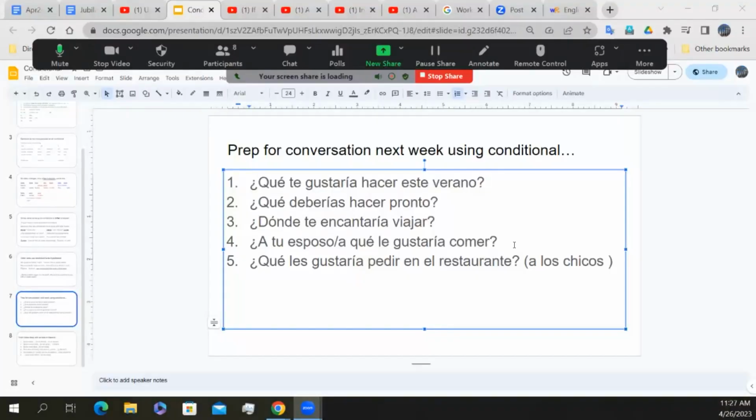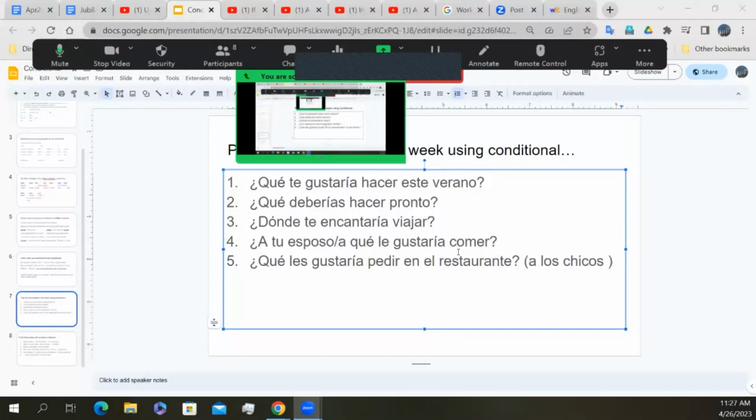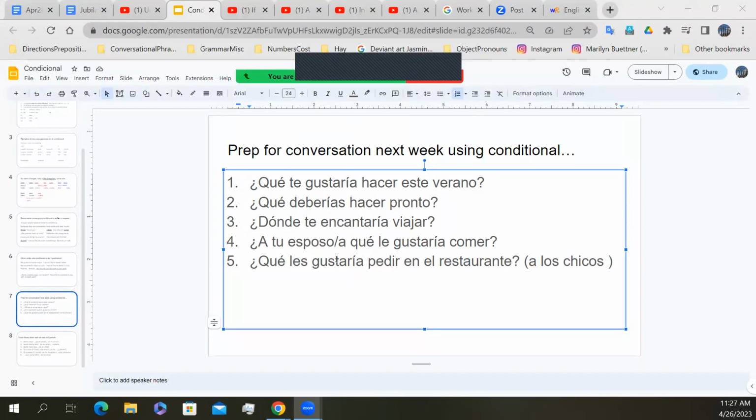Okay, let's fit one more in because we're coming up close here. We took a little bit longer, but that's okay. Está bien. Okay. A tu esposo o a tu esposa, ¿sí? And this tu is not the a ti. This is the tu that is your spouse. So this is not the tú with the accent mark, right? It's tu esposo. These ideas are connected. A tu esposo, ¿qué le gustaría comer?